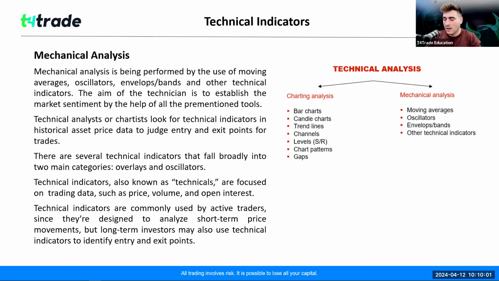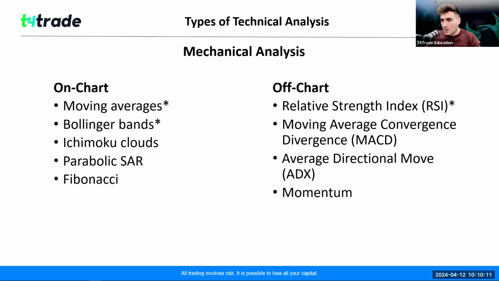So entry and exit points are what we are looking for when we apply these technical indicators to our charts. Again, here is a visual illustration of what to expect when you use mechanical analysis, or what kind of indicators fall under these two broad categories, which are on chart and off chart. Technical indicators fall under the mechanical analysis branch. So moving averages definitely go on top of price action, much like Bollinger Bands, the topic we covered in the prior webinar.